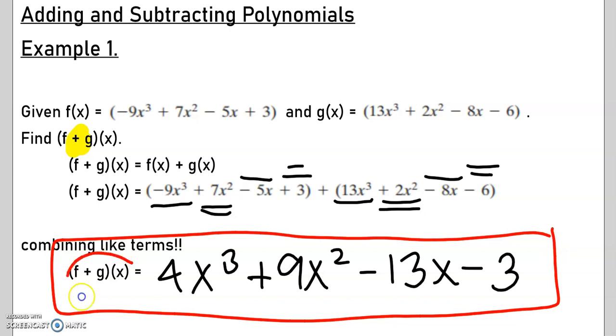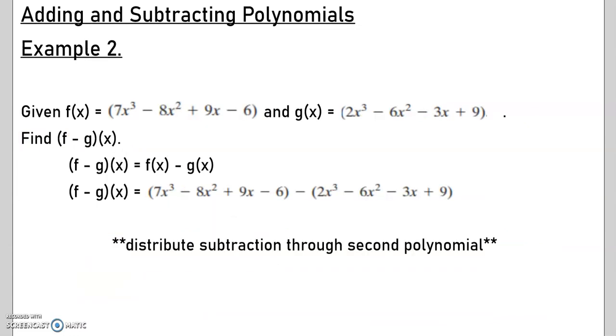All that might be new is that notation. Okay, it's not going to say, hey, add these 2 polynomials. It's going to be in that notation. F plus g of x tells you to add the 2 polynomials. Let's take a look at the subtraction. So notice now, again, it says f of x equals 7x cubed minus 8x squared plus 9x minus 6. And g of x is 2x cubed minus 6x squared minus 3x plus 9.